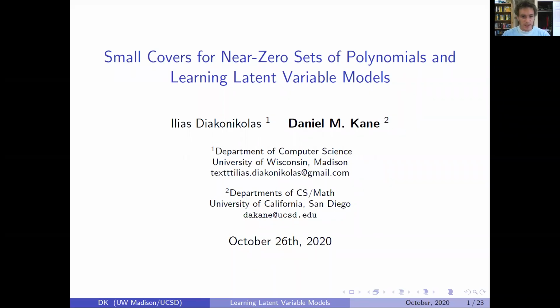I'm here to talk today about small covers for near zero sets of polynomials and learning latent variable models. This is all joint work with Ilias Diakonikolas.